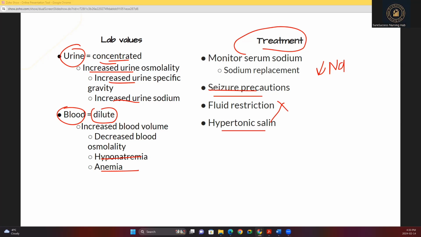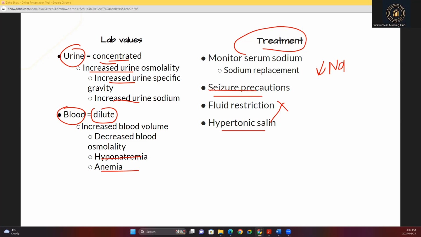If I'm giving the hypertonic solution in the blood, what will happen to the concentration of the blood? Increase. And what will happen? It will remove the water from the organs, the surrounding. And I want to remove the water.